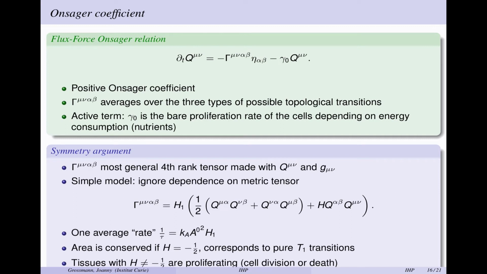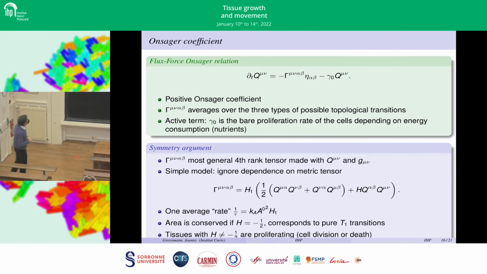So it has 2 products of Q. You could make the same term with 2 products of G, and one with G, one with Q. This one looked to us by far the most physical. For instance, there are constraints that when a cell divides, you want the area to decrease. When a cell divides, you want the perimeter to decrease. And when it dies, it's the reverse. This one ensures that. It has 2 coefficients, H1, and H1 defines the rate which is associated to the topological processes. This is just the unit energy. And there is a factor H here.